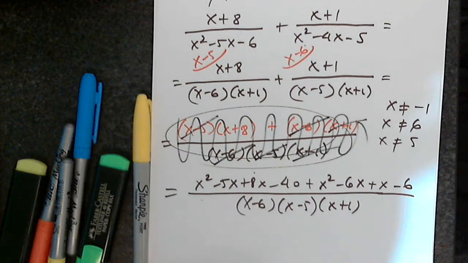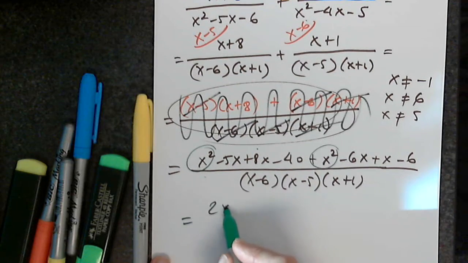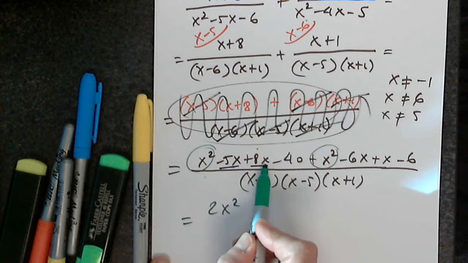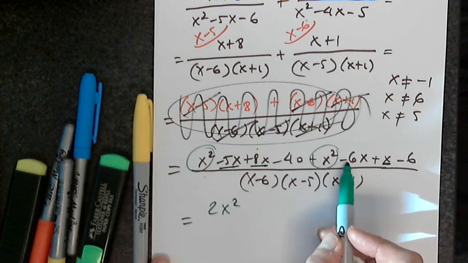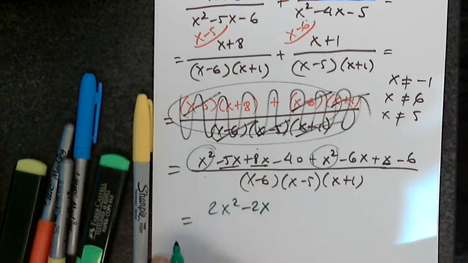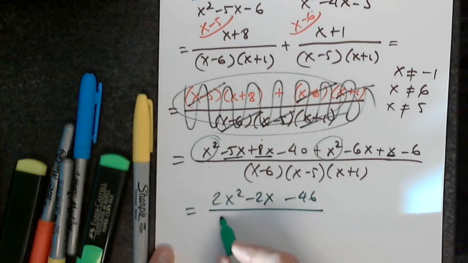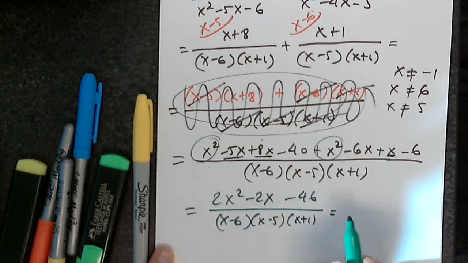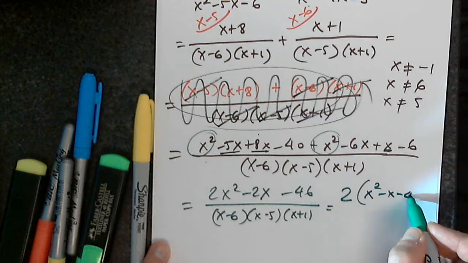Now I know what I have to do. I have to combine like terms. So then the x squared with x squared will be 2x squared. The negative 5 plus 8 will be positive 3. Positive 3 plus 1 is positive 4. Positive 4 minus 6x is negative 2x. And negative 40 minus 6 is negative 46. Yes, I will factor out 2, minus 23.